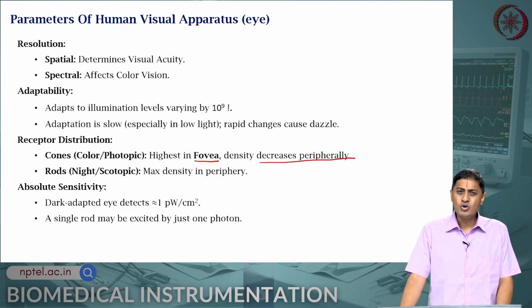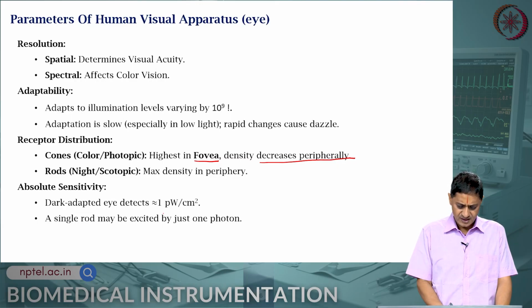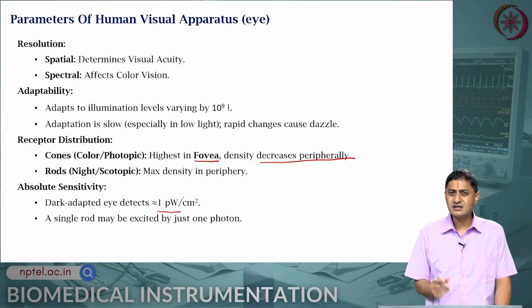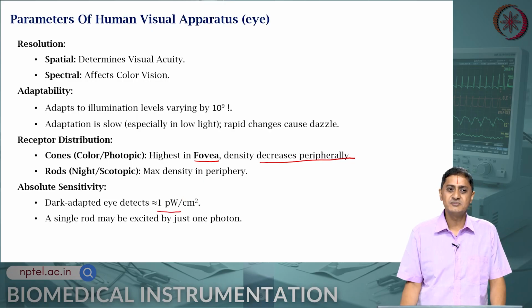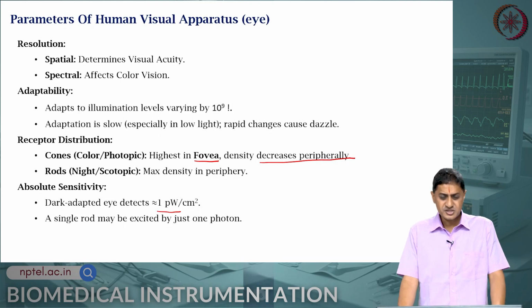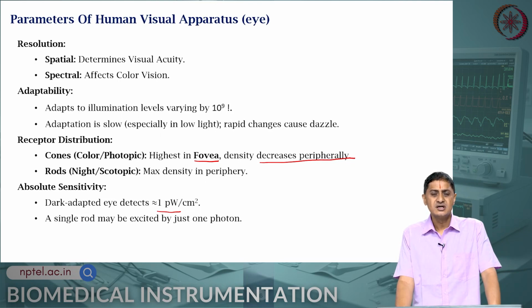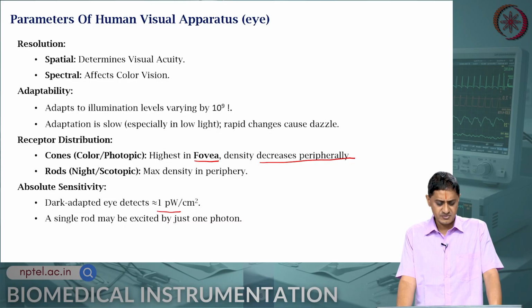So, note how much sensitivity you have. A dark adapted eye can detect a change in power of up to 1 picowatt per centimeter square, which is huge, and a single rod may quite often be excited by just 1 photon, which is amazing. A single photon may be detected by a single rod. So much is the sensitivity and the visual acuity of the visual system.